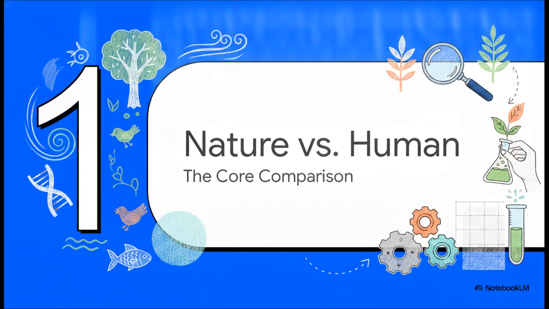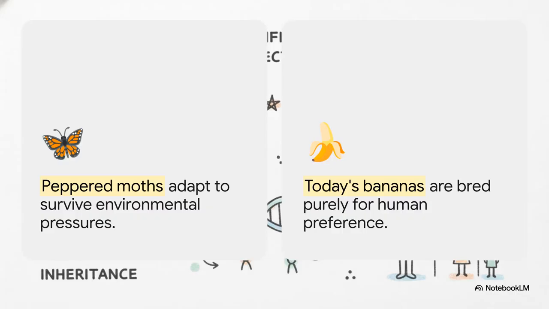So, Part 1, Nature versus Human Designer. This is the core comparison that anchors our whole explainer. And this brilliantly illustrates our starting point. On the left, we've got nature's handiwork, the peppered moth, using its camouflage to survive. On the right, human intervention, today's sweet, seedless banana. We're directly contrasting an organism shaped strictly by survival in the wild with one shaped by our very own grocery store preferences. So let's see exactly how nature's side of the equation works first.